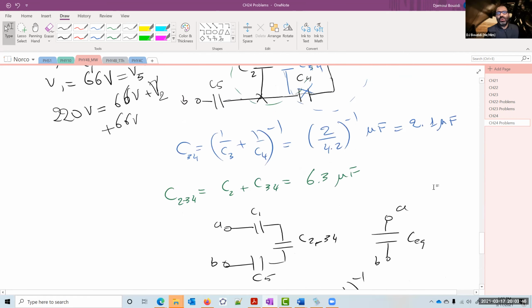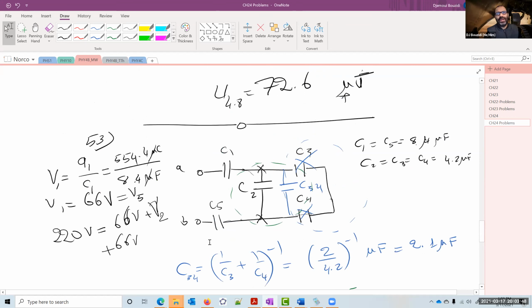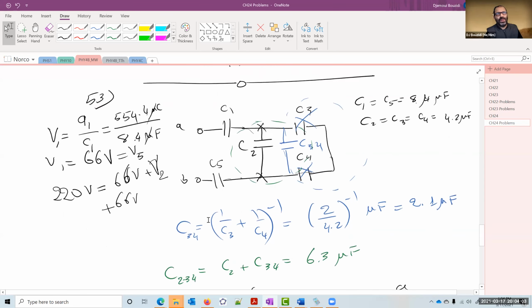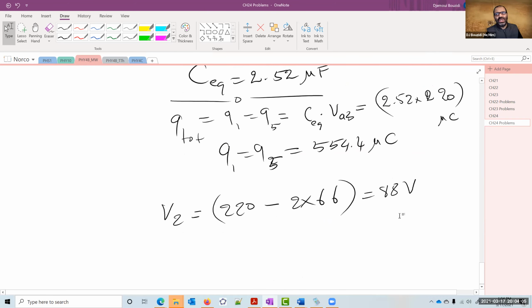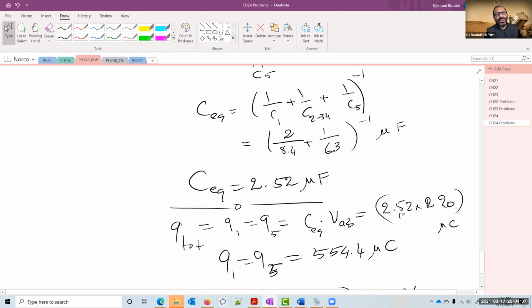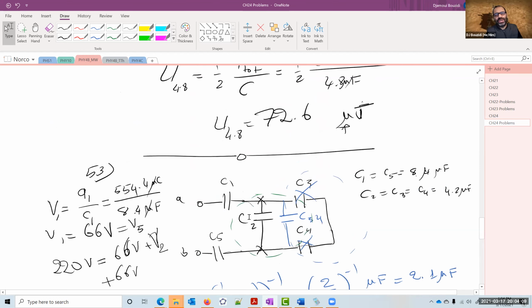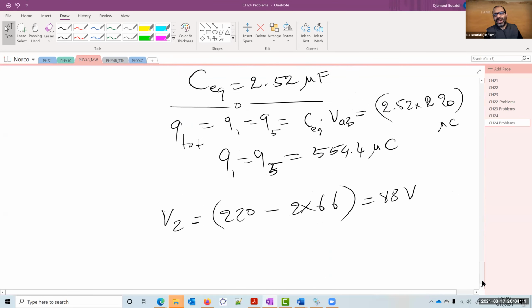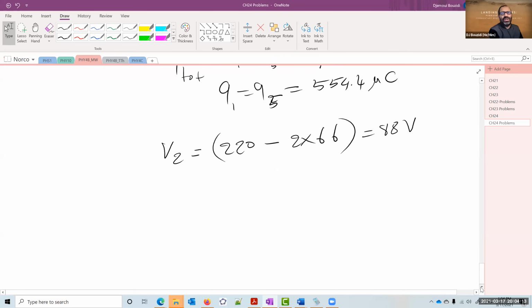So the 220 volts from A to B is actually 66 plus 88 plus 66, or if you wish, 66 plus 88 going around in here. It's the same 88 plus 66. It's the same voltage drop. So that is the voltage, but they didn't ask me for the voltage. They want the charge on C2, which is Q2. Since I know what the voltage is, I can find what that charge is.